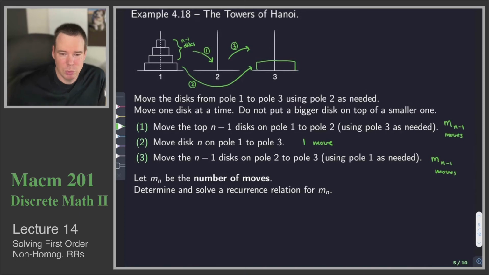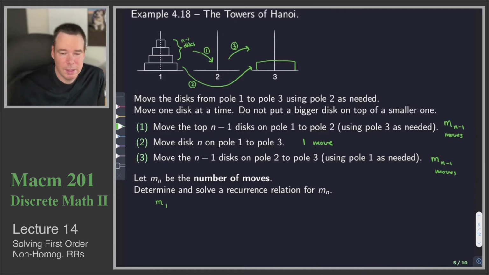Do the sequence of moves we need on the top n-1 disks, however many that takes, that's what we call m sub n-1. Then move the bottom disk, and then move the top n-1 disks again so they're sitting on top of the bottom disk. We want to determine and solve a recurrence relation for this number m sub n. So let's get a feel for what it is.